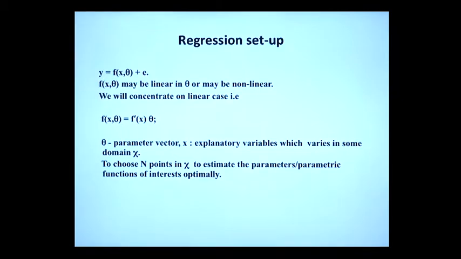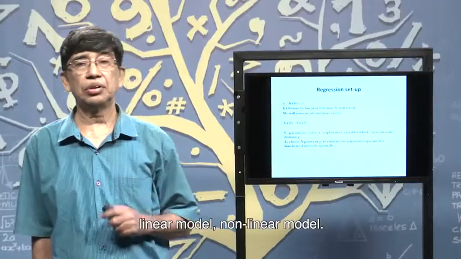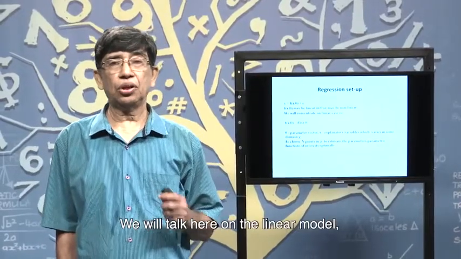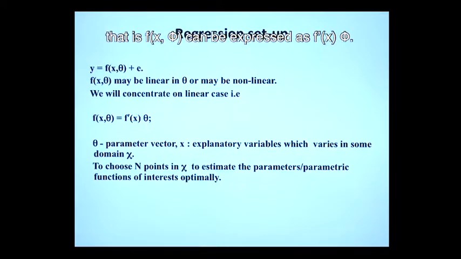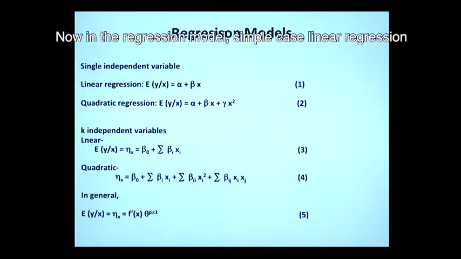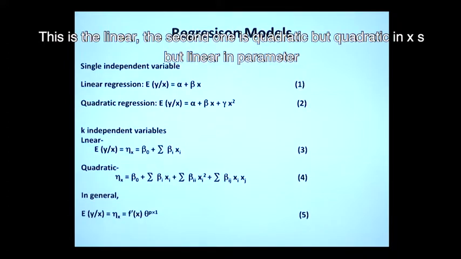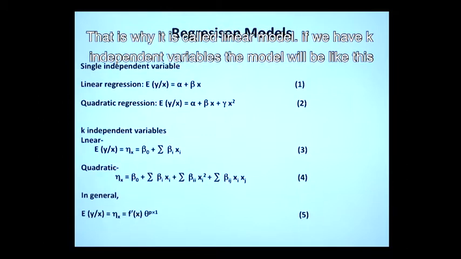Now, this is the modeling. How do we explain this f(x, theta)? There are different kinds of model, linear model, nonlinear model. We will talk here on the linear model, that is f(x, theta) can be expressed as f'(x) theta. These are the explanatory variables, theta is the parameter vector. Now, in the regression models, a simple case, linear regression, alpha plus beta x plus gamma x square. This is linear, the second one is quadratic, but quadratic in x's and linear in parameters, that is why it is called linear model.